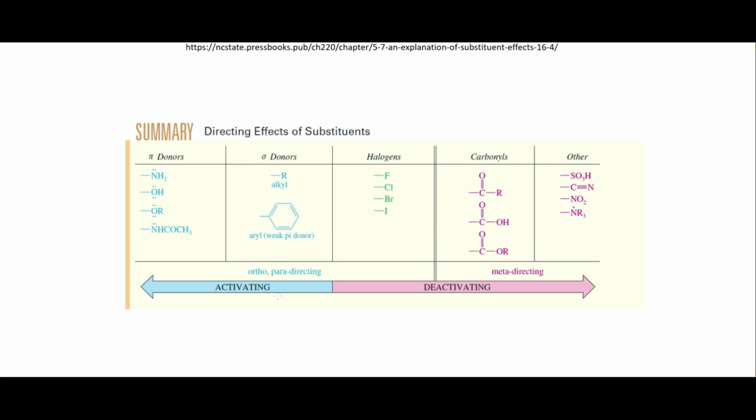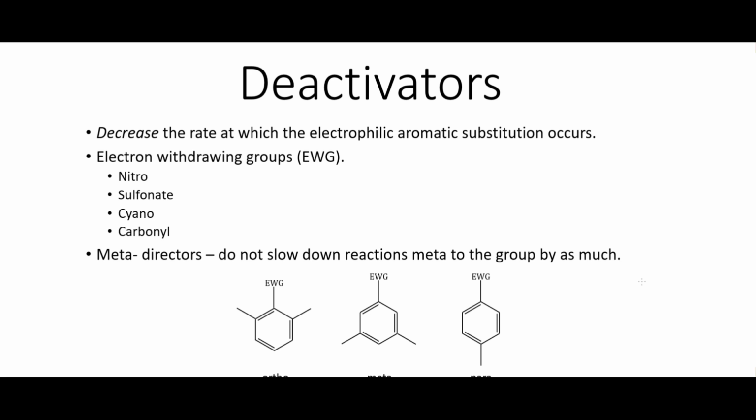So as I said in the previous video, we looked at these ortho-para-directing activating groups. In this video, we'll be looking at the meta-directing deactivating groups. Then in the next video, we'll look at the halogens, which are going to be ortho-para-directing but deactivating. And so, like I said, we're looking at deactivators. So they're called deactivators because they decrease the rate at which the electrophilic aromatic substitution occurs.